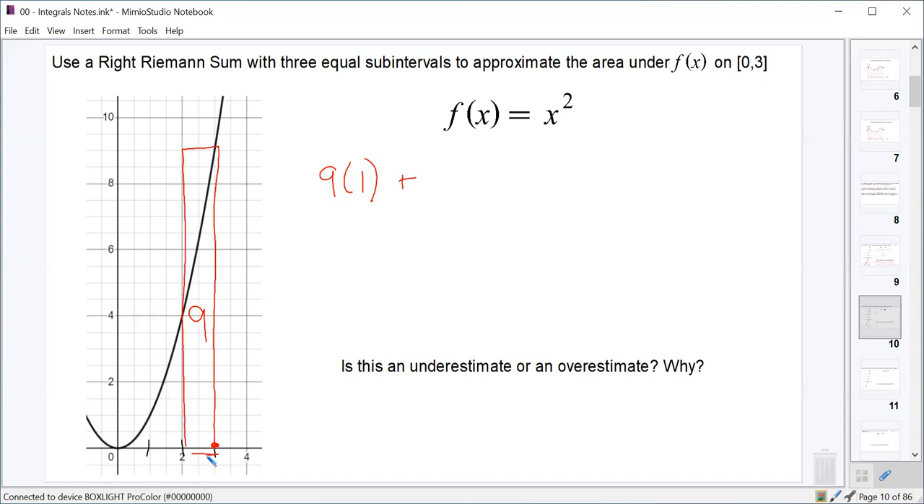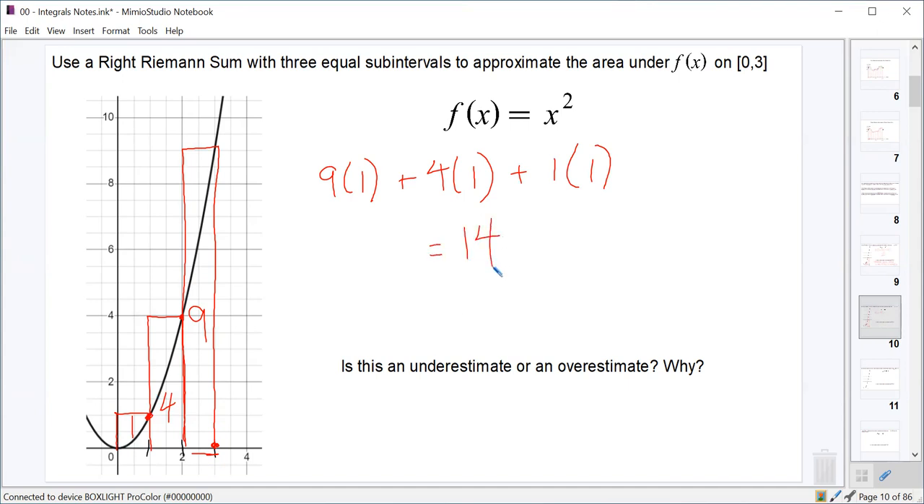And then we're going to go from 1 to 2. We'll go up to where the function has a point at x equals 2. Make that rectangle, which is going to be 4 times 1. And then our last one will be at 1. We'll go up here and go straight down. That gives us 1 times 1. And so we end up with 14 as our estimate here.